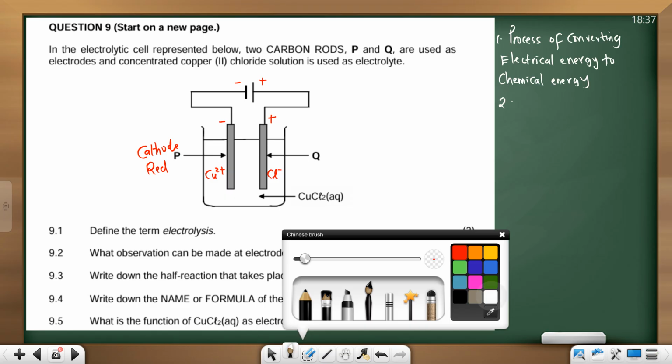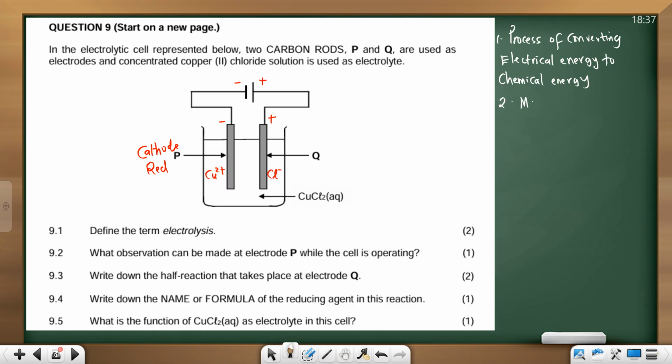There are 2 observations that I would see. The mass of electrode gets bigger, increases. A brown dust forms, remember we spoke about this, forms on the cathode.